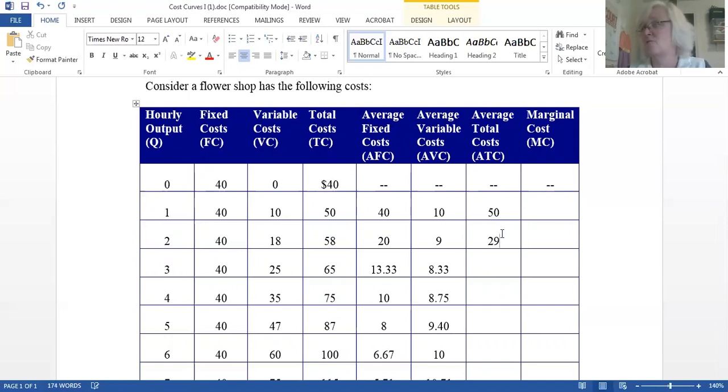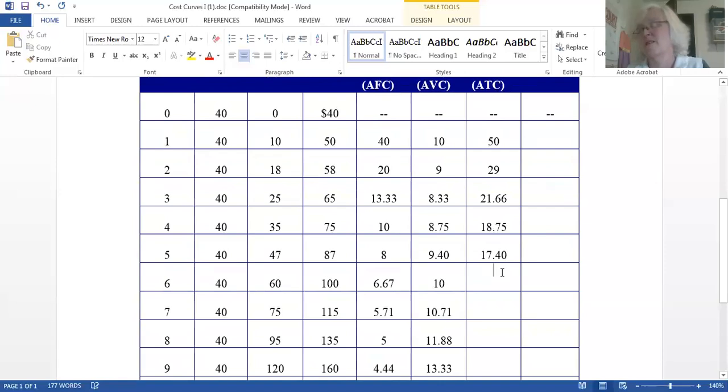20 plus 9 is 29, right? 13.33 plus 18.33, 21.66, right? And then the next one, 18.75, right? And then the next one, 17.4. Hopefully I'm not making any glaring mistakes. You guys will point them out to me if I do, and realize that everybody makes mistakes. 16.67. But always double check your work.